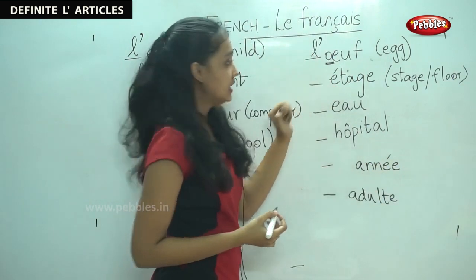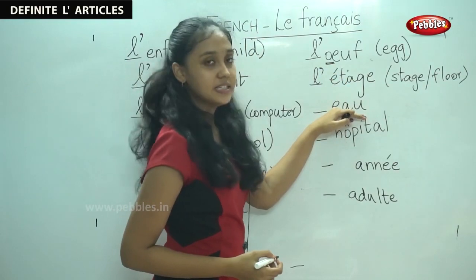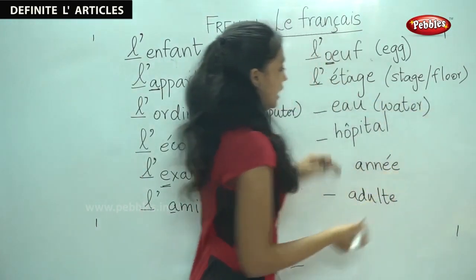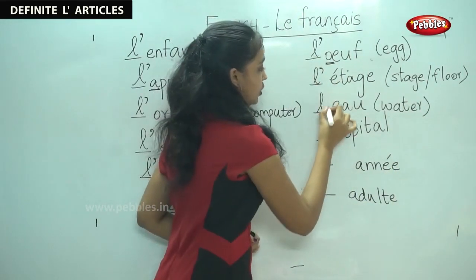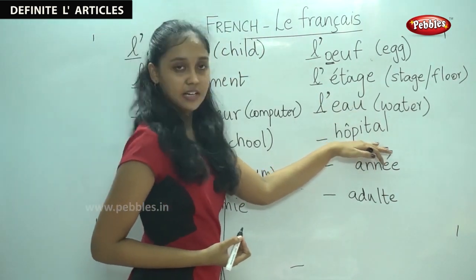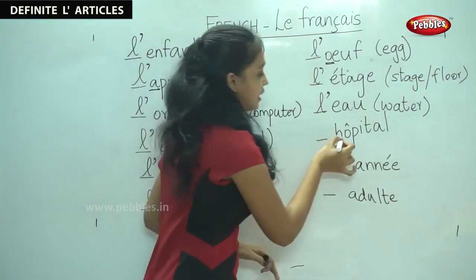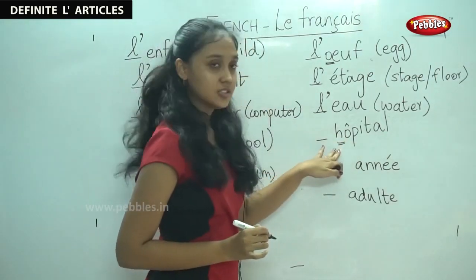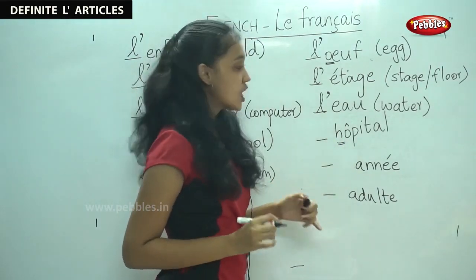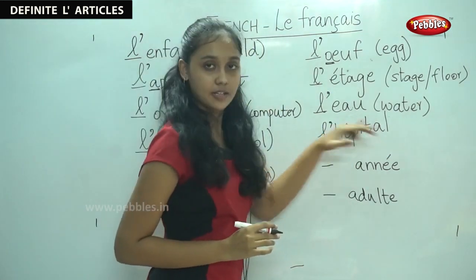Since it begins with a vowel, we place L apostrophe. The next word is eau, which means water. It begins with a vowel, therefore L apostrophe. The next word is hôpital. This word does not begin with a vowel. However, it begins with an H, which is silent. We already learned what is called the H muet. Since it is pronounced hôpital, we place L apostrophe. It is pronounced as l'hôpital.